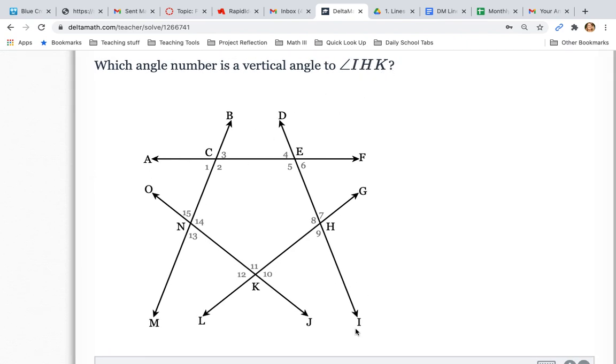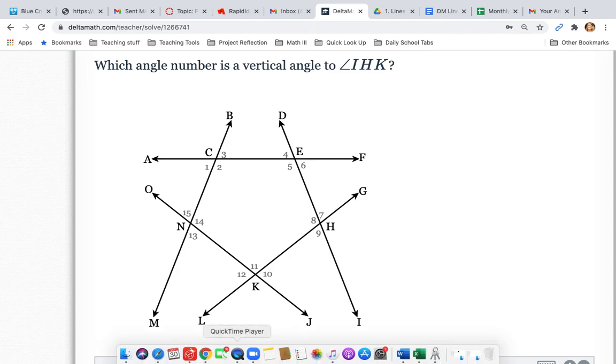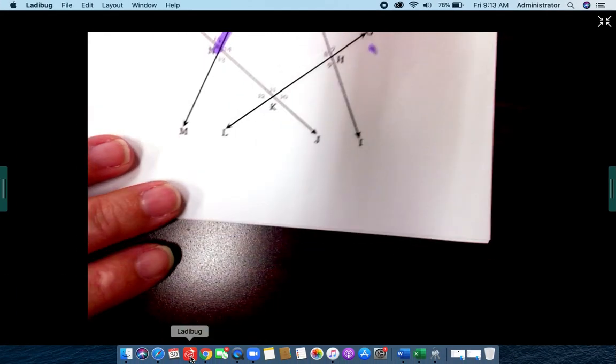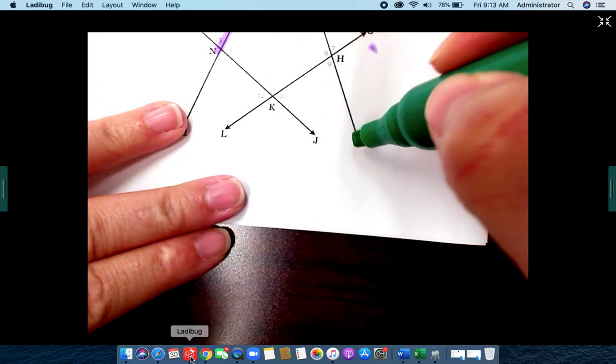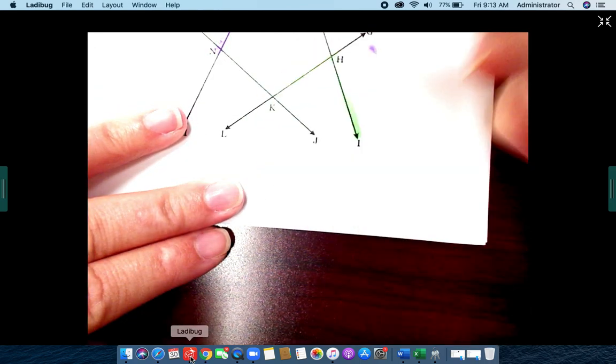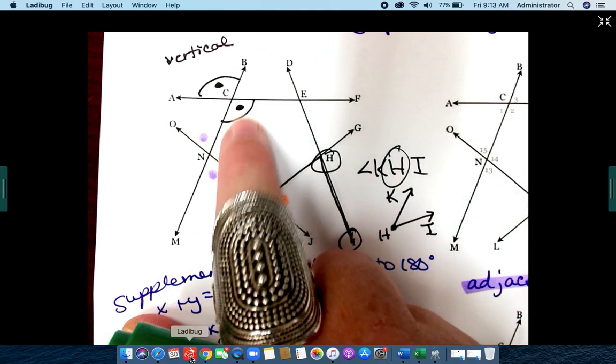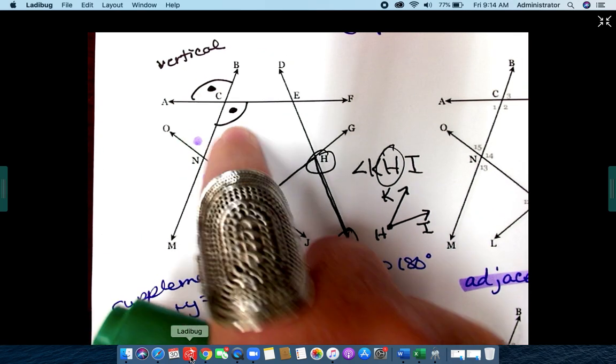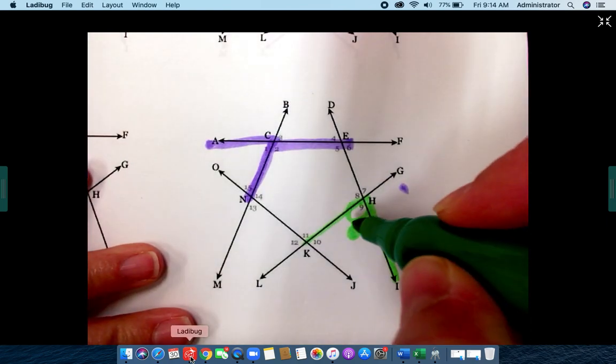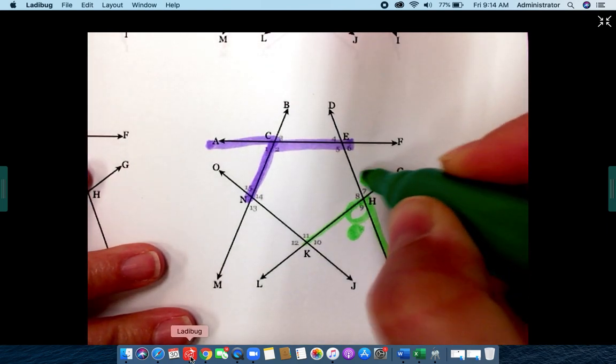So we got to look for I. Where's I? Over here. So IHK, this angle right here. So I'm going to do this on paper. And it's a numbered one, so vertical to IHK. IHK is 9, and vertical to 9. Remember when we did vertical earlier, they were the ones that shared the same vertex. They are not next to each other, meaning adjacent. They're across from one another. So vertical to 9 is 7. Okay?